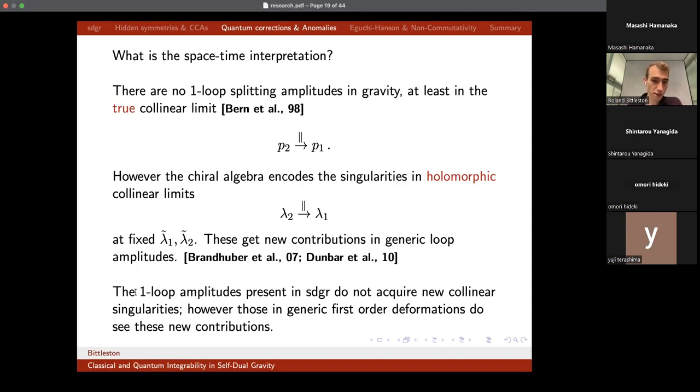It's also worth mentioning that at loop level there are amplitudes in the self-dual sector of gravity. We're going to meet them again very shortly. But their collinear behavior is not modified, so they don't see this one loop correction. You really do need to go to a first order deformation to see this correction, which is why I wanted to emphasize the role of first order deformations a couple of slides ago.